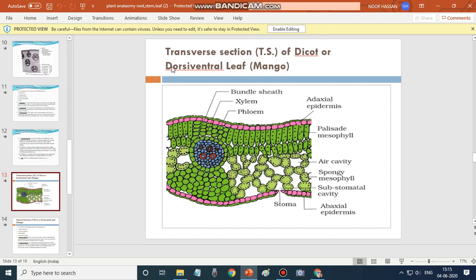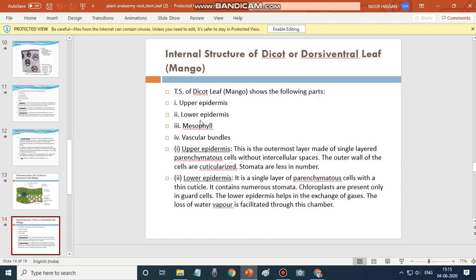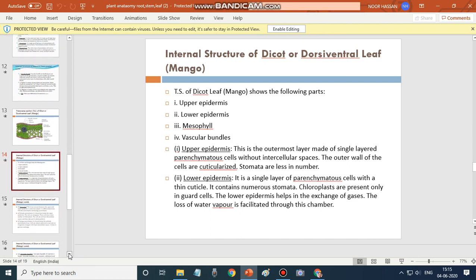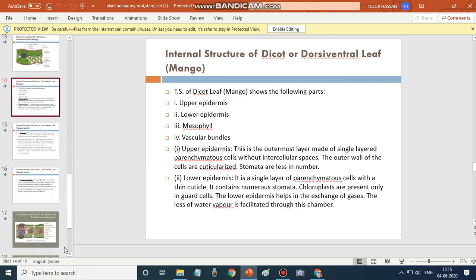So this is about the TS of dicot leaf. So we shall discuss next about monocot leaf. And here in the next slides, I have given the points of what we have discussed with the diagram. So we shall now move on to the next one.